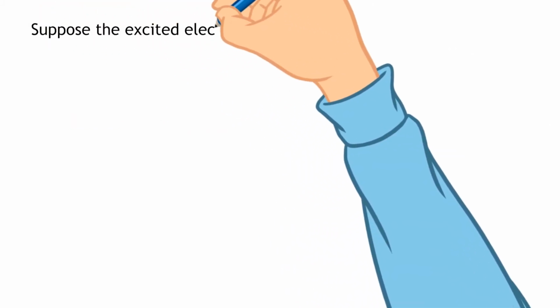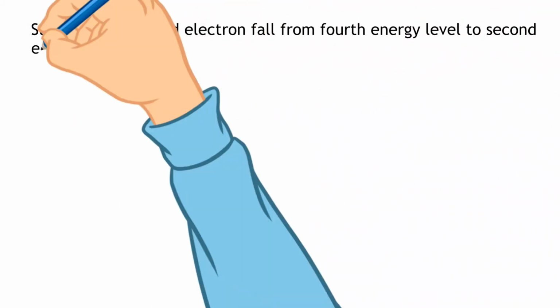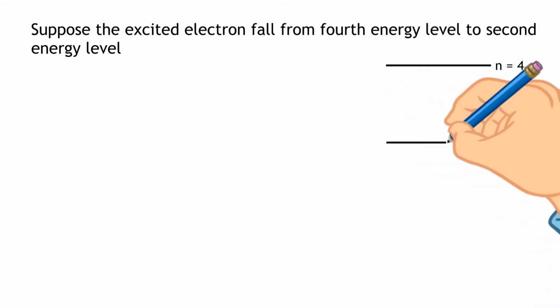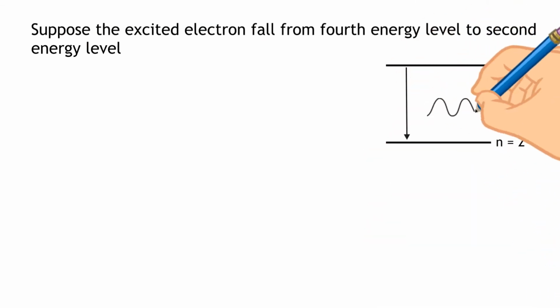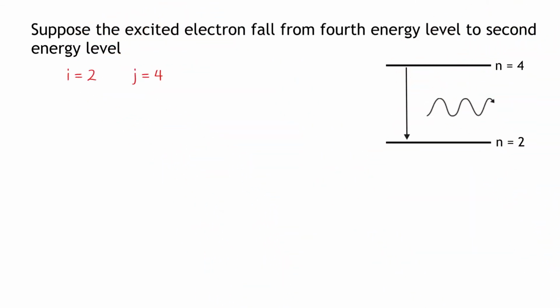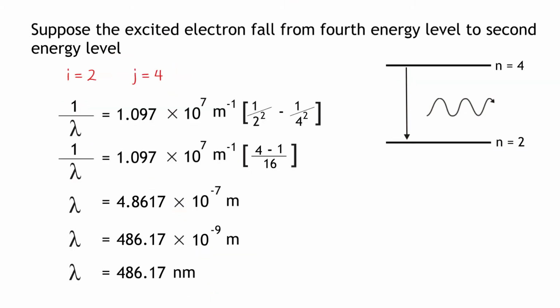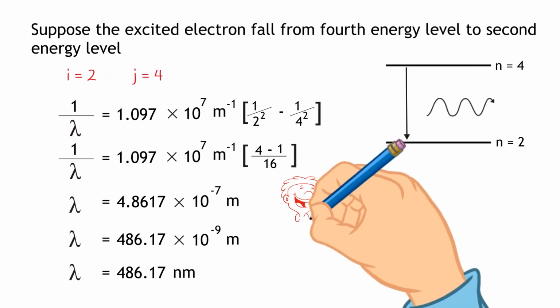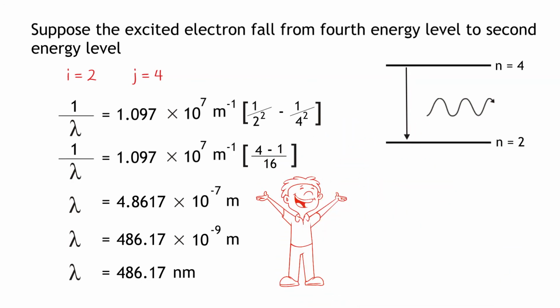Suppose the excited electron falls from the fourth energy level to the second energy level. Therefore, the lower energy level, that means i for this fall, is 2, while the higher energy level j is 4. By substituting i, j and the Rydberg constant, we can calculate the wavelength of this electromagnetic radiation emitted. Here it gives 486.17 nanometers as the wavelength.